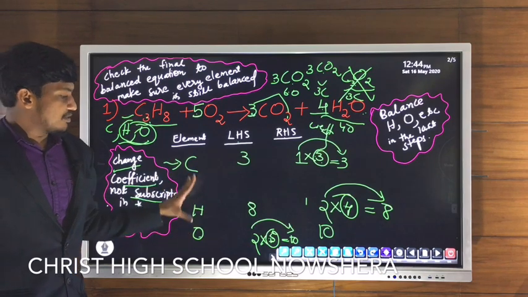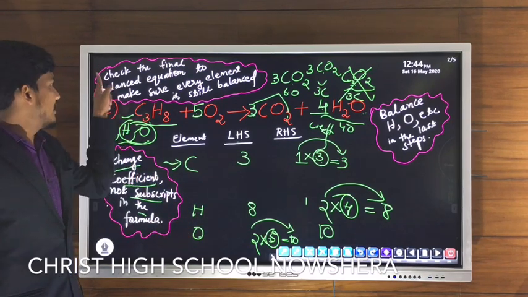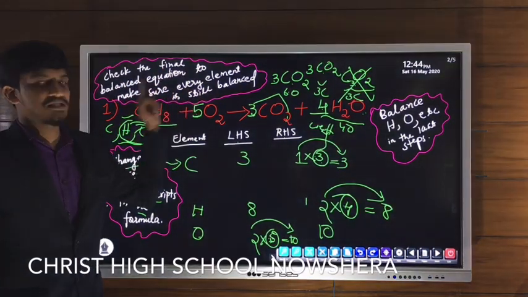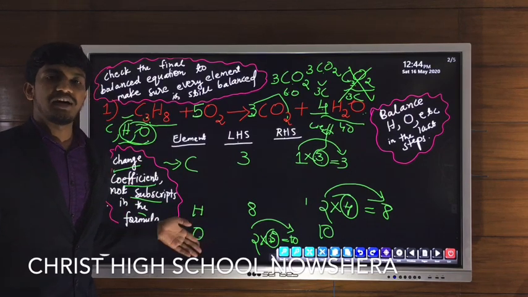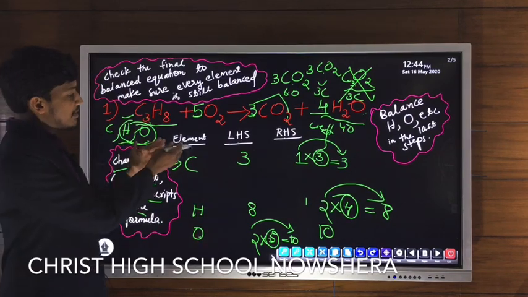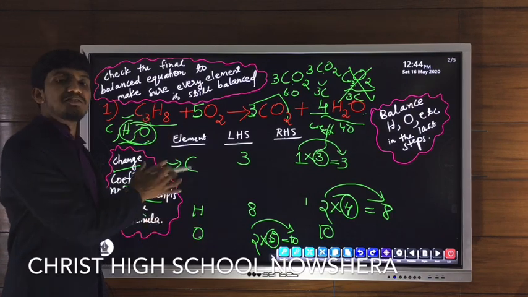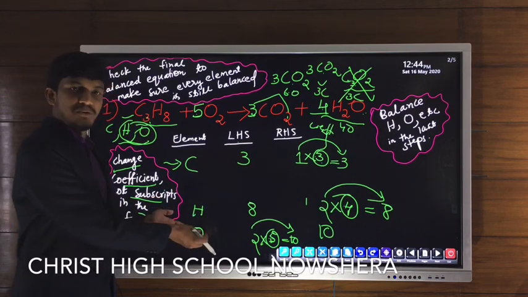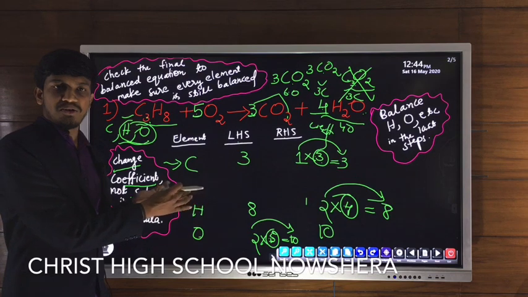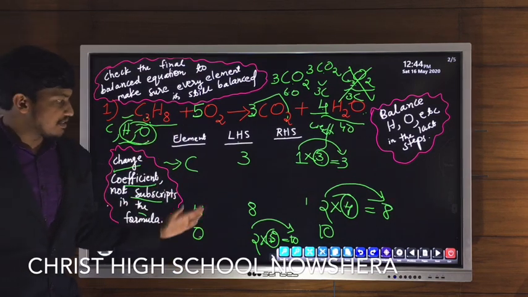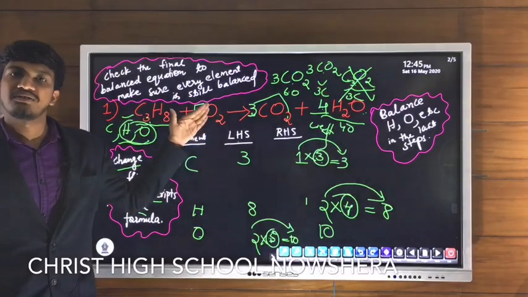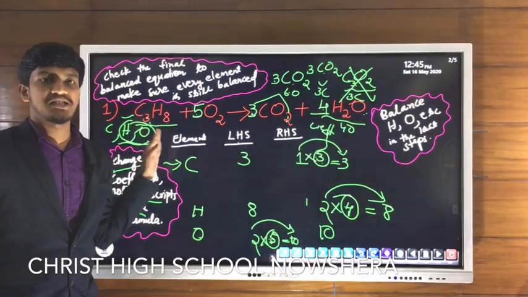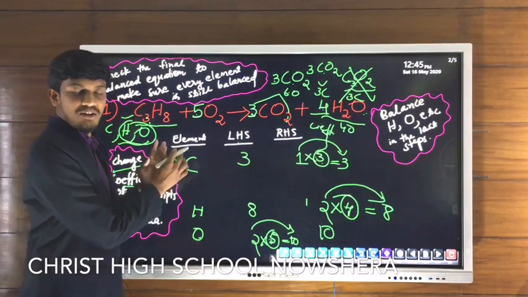But after doing all this, the final step is to check the final balanced equation to make sure every element is still balanced. So don't stop here. The final step of balancing is to count the number of atoms from the beginning, because when you change the number of oxygen atoms, there will be a change in the number of other atoms. So we have to count the number of all the atoms again and make sure that every atom is still balanced.